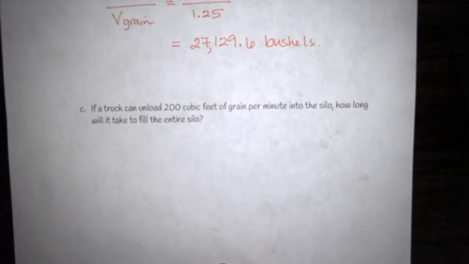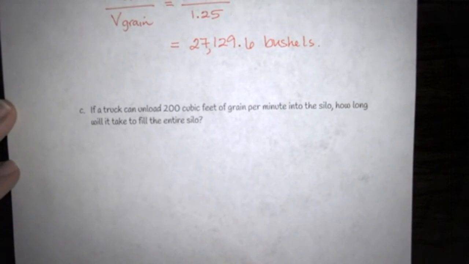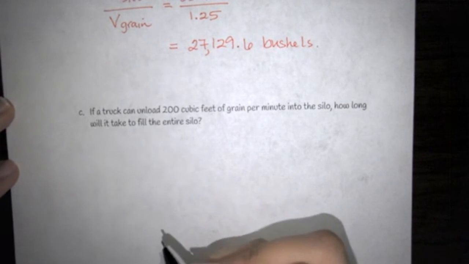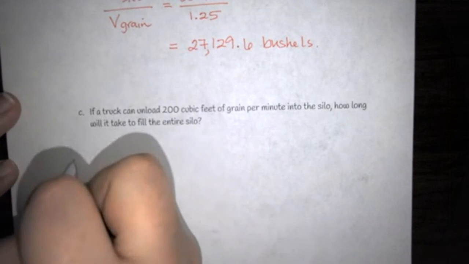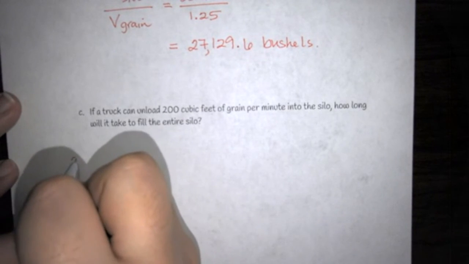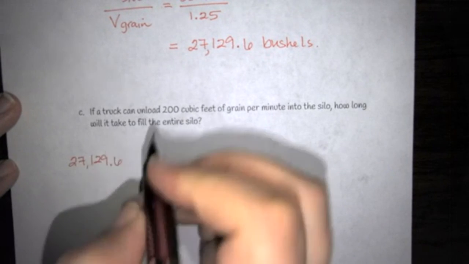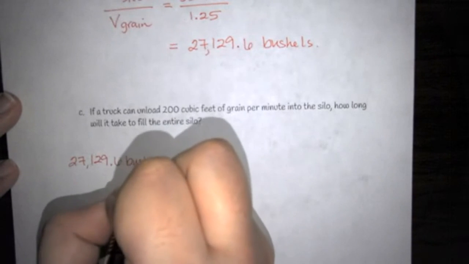The last thing says, if a truck can unload 200 cubic feet of grain per minute into the silo, how long will it take to fill the silo? So, first thing that we need to know is we need to start with how many bushels fill it. So we have 27,129.6 bushels.